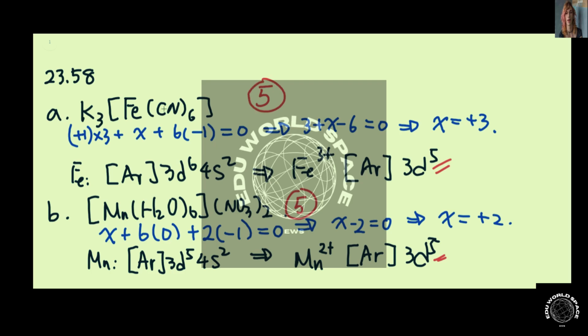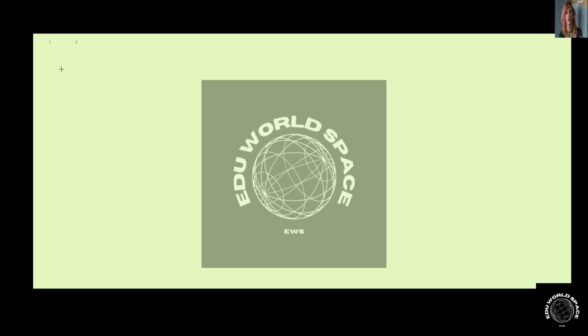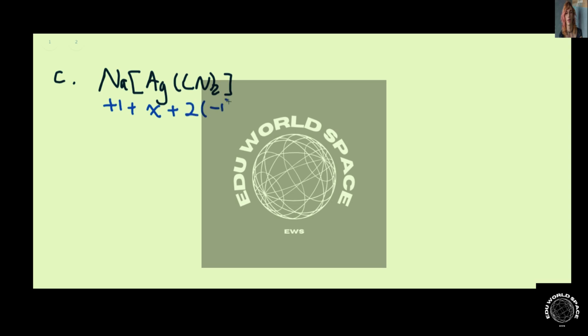Alright, so now part C. We have the complex Na[Ag(CN)2]. Alright, for this one, we know that the oxidation state for sodium is positive 1. For silver it is X, plus 2 times cyanide, which is negative 1, equal to 0. So 1 plus X minus 2 equal to 0. We have X equal to positive 1.